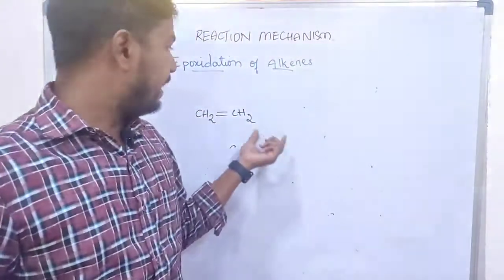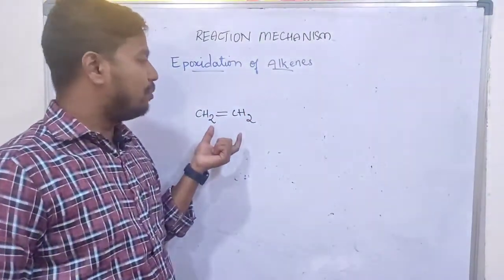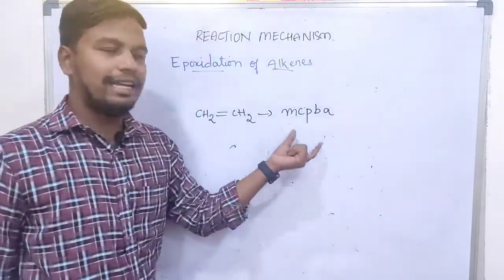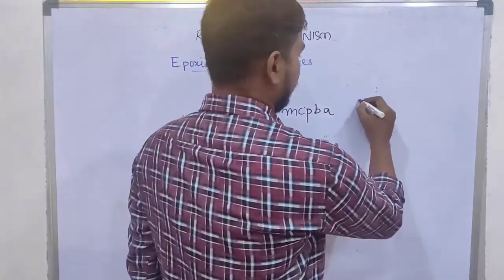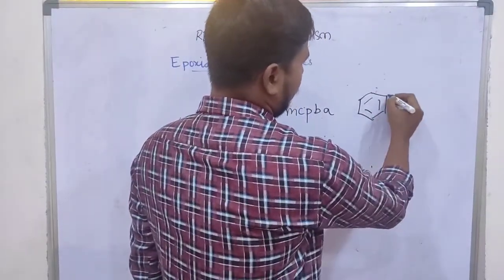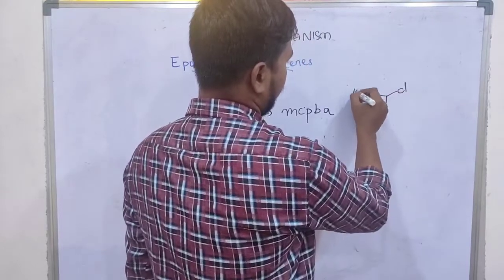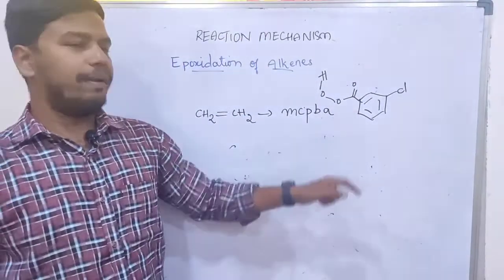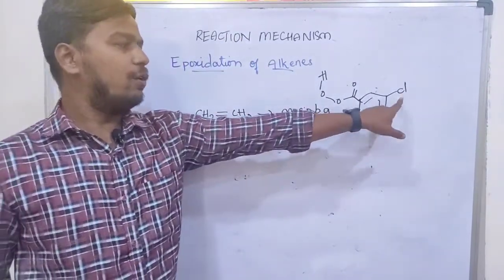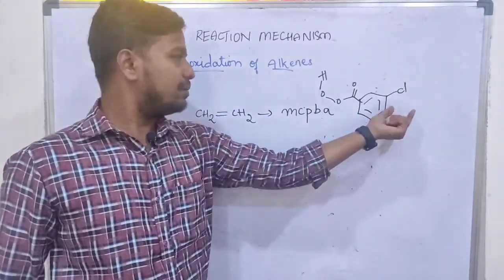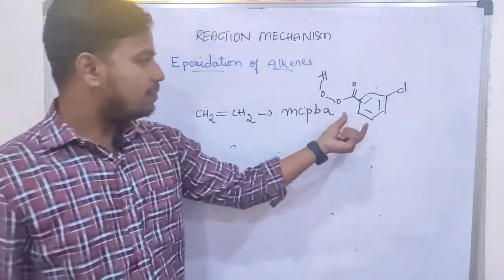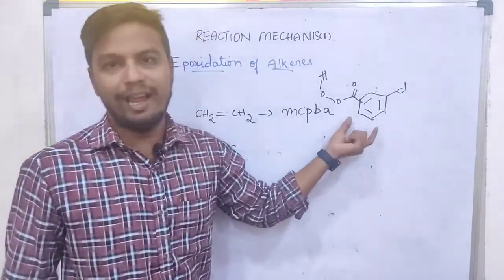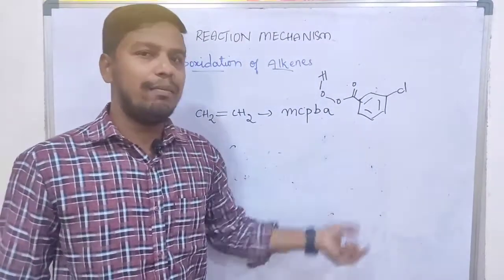One of the best ways to synthesize this epoxide is using metachloroperbenzoic acid, which is called MCPBA. You can see the structure of this molecule is like this. It is metachloroperbenzoic acid. The chlorine atom is meta to this particular peracid group, right? So it is called metachloroperbenzoic acid, and it is affordable, the cost is very low, and it is easier to handle than any other peracids.